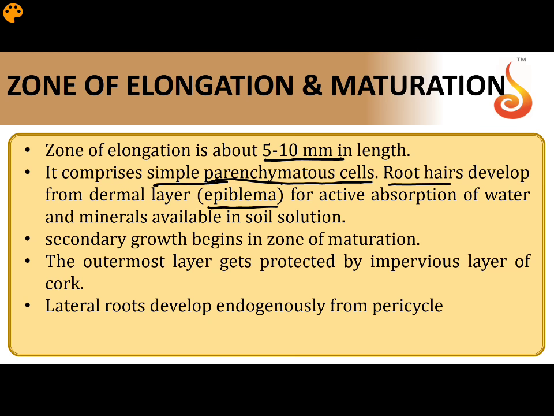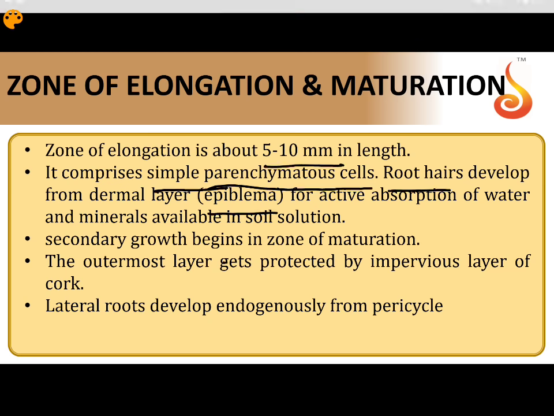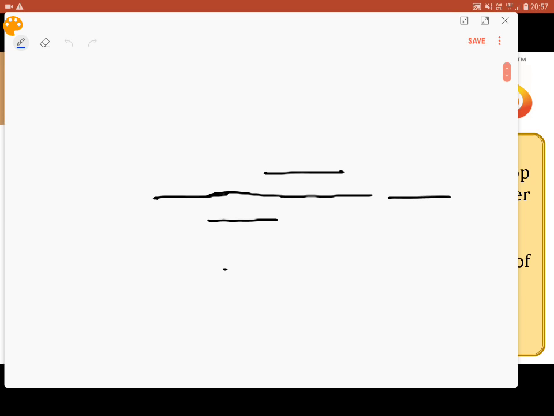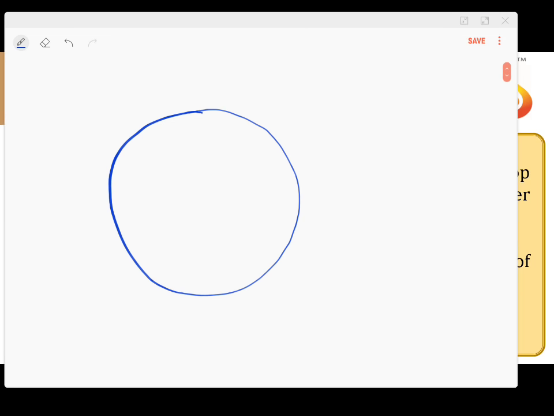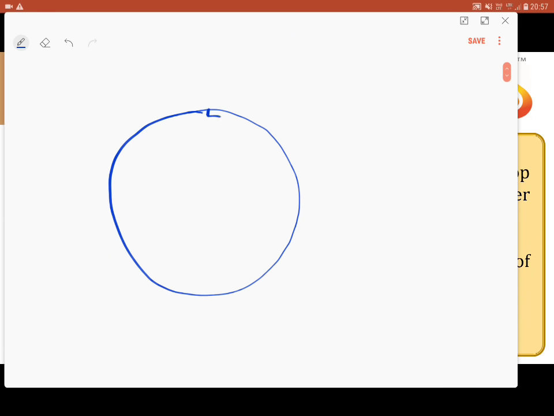Now, what is the epiblema? Epidermis is the terminology we use in the case of the stem. In the case of the root, we call it epiblema. Now, assuming this is a cross section of the root, the outermost layer of the cells of the root is called the epiblema. This is the outermost layer.